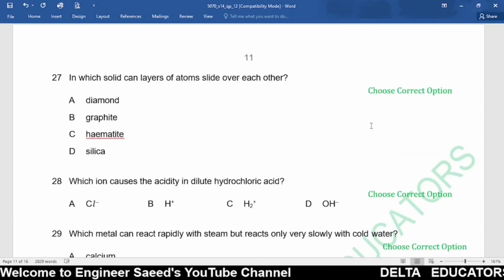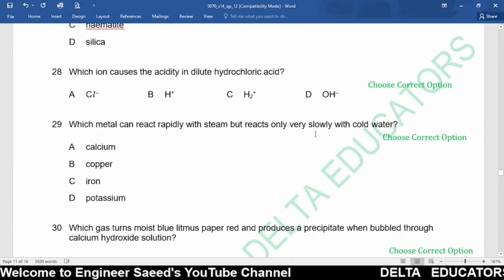Question number 27. In which solid can layers of atoms slide over each other? Option A, diamond, B, graphite, C, hematite, D, silica. Definitely the correct option, option B, graphite. In graphite we have layers that can slide over each other. So correct option, option B. Question number 28. Which ion causes the acidity in dilute hydrochloric acid? Acidity depends on hydrogen ion. Now hydrogen ion is given in option B, so definitely our correct option will be option B.